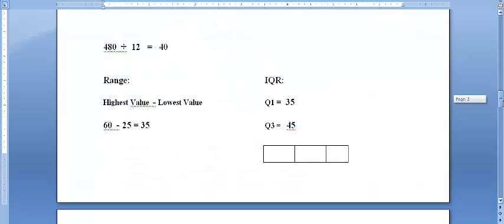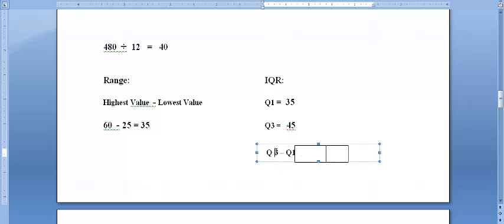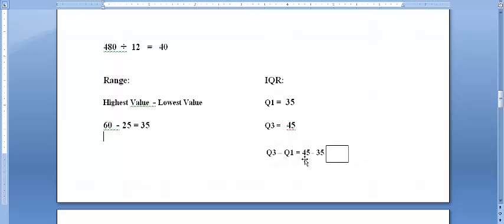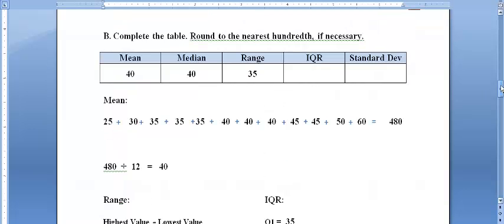And now I can find my IQR. Q3 minus Q1 is 45 minus 35, and 45 minus 35 gives us 10. So 10 right here is my IQR. That's my interquartile range. So I'm going to put 10 right in my table.